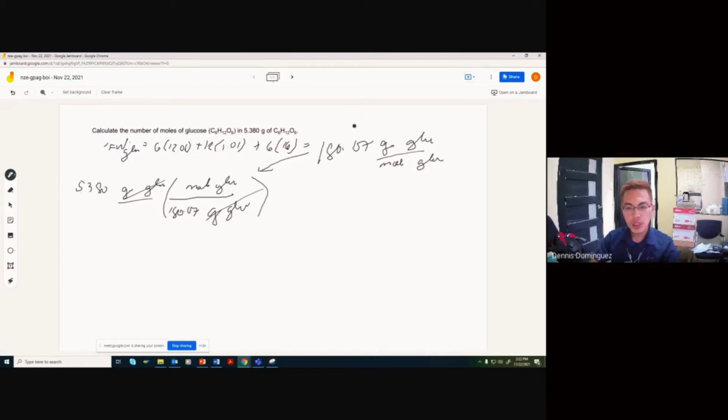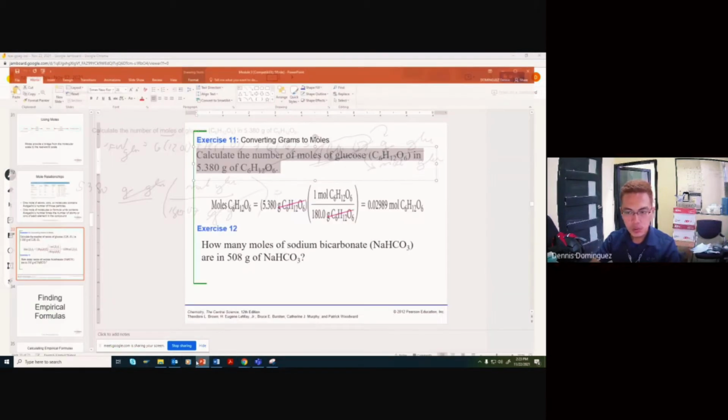The 180.07 should be attached to grams. It should not be changed to moles, because the mole is as is, 1 mole. That's why 180.07 is not retained in the numerator: it attaches to grams. So this is the mass of your glucose over 1 mole of glucose. Now we can get the number of moles: 5.380 times 1 divided by 180.07, which is equal to 0.0289.